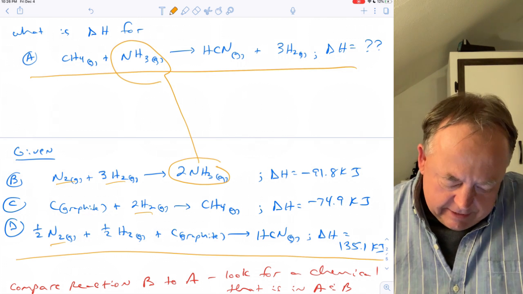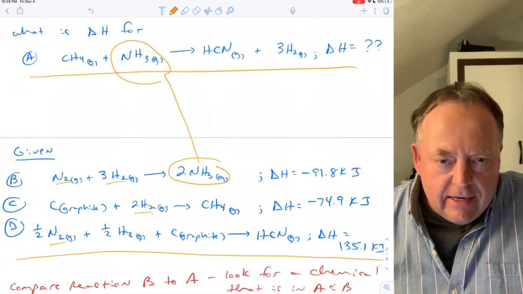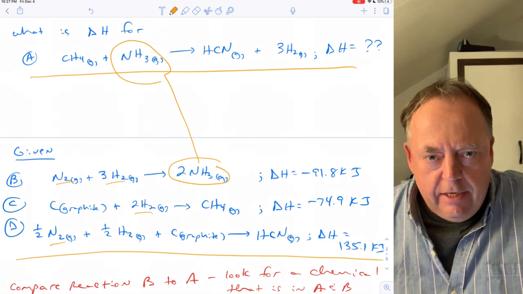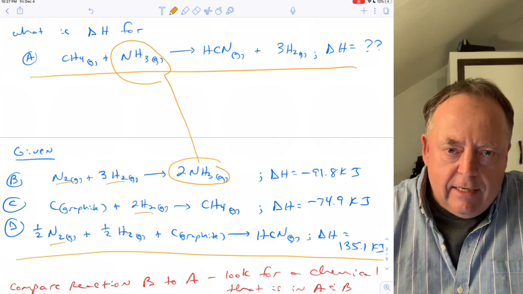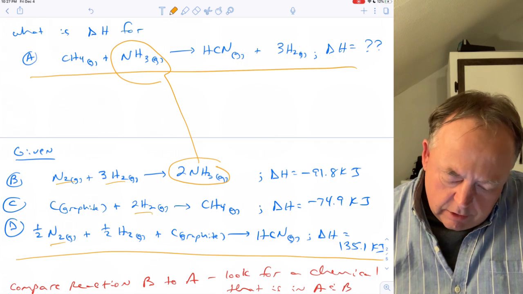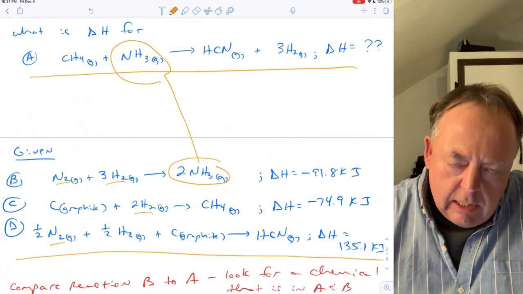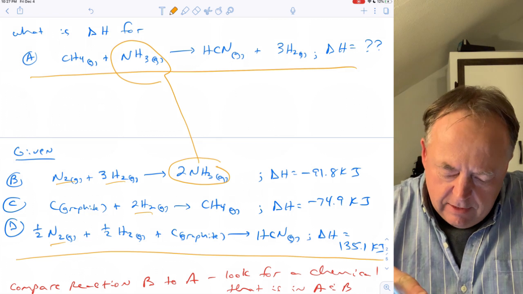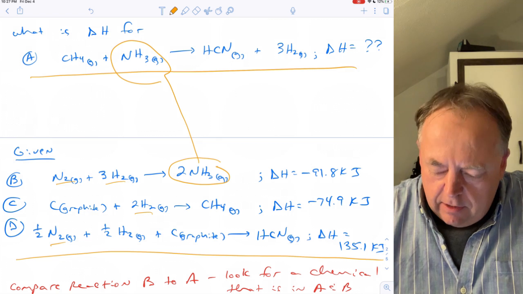Right, NH3 is in A and B, but it is not in C and D. So now we know how to manipulate B to make NH3 look like it does in A. It's on the right of the arrow in B, but it's on the left of the arrow in A. So one thing we have to do is reverse B, which means we need to change the sign of delta H.